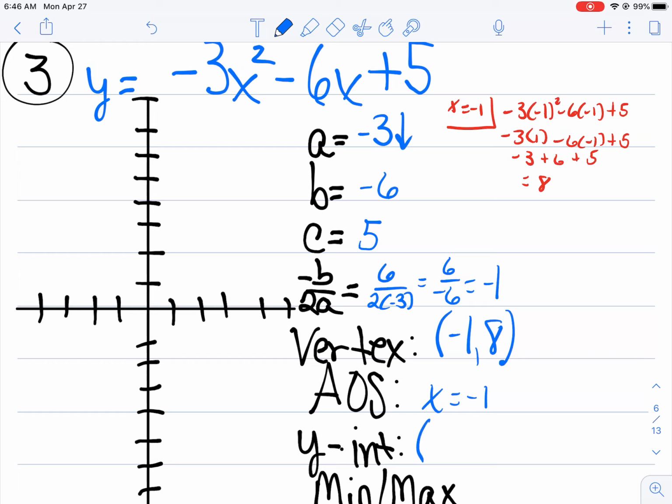Okay, this one I'm going to let you find on your own for just a minute. 0, comma c again is the format. So I'll pause for a second. You get the y-intercept for me.